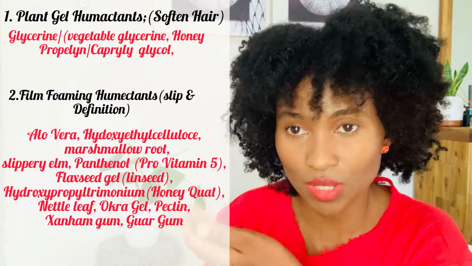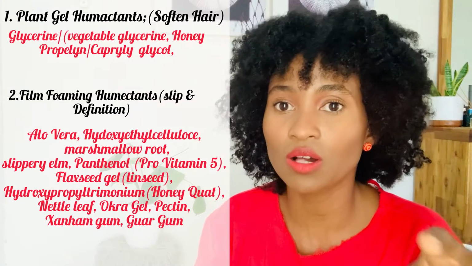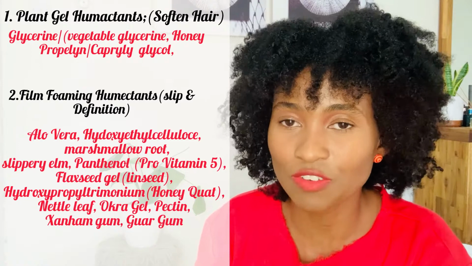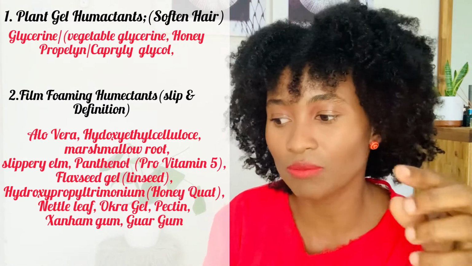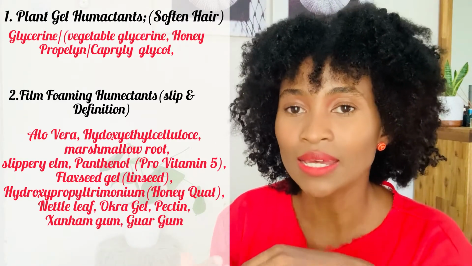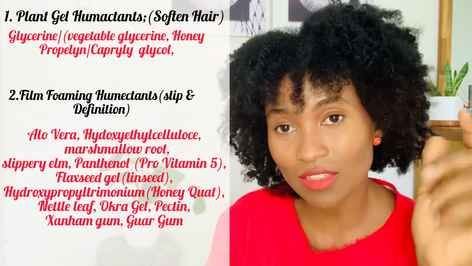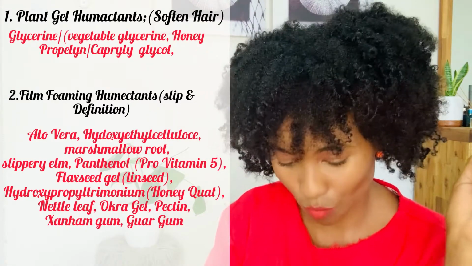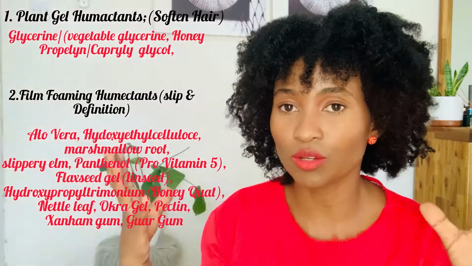I'll write it somewhere there so you guys can see. And we have nettle leaf. We have okra gel. Remember there was a rave about okra gel being very good at giving you that definition. It's because it's a humectant, guys. And then you have pectin. Pectin is found in the walls of fruits, some fruits like your apples, your berries. It's what makes jam jelly, if I may, right? And then you have xanthan gum, and you have guar gum. These are some of the humectants that you can find in your product ingredients.